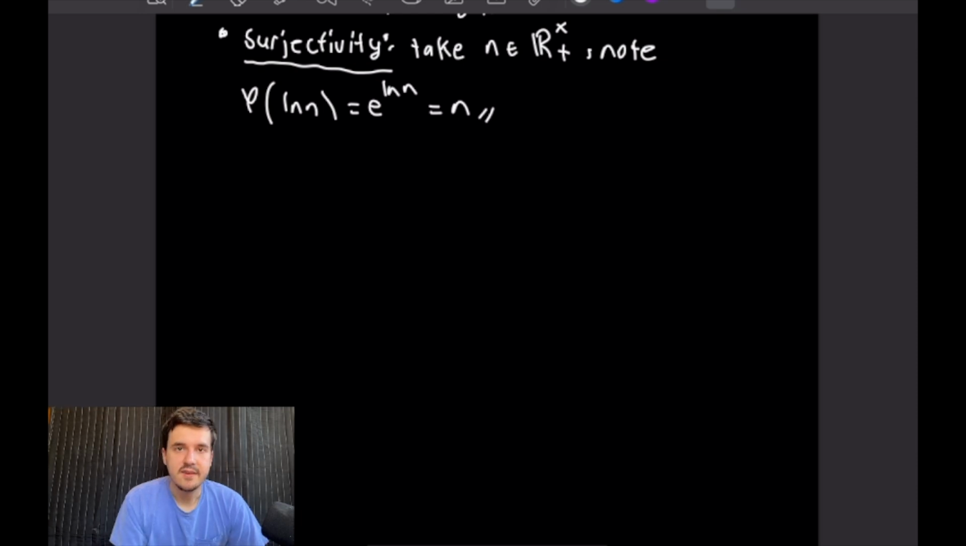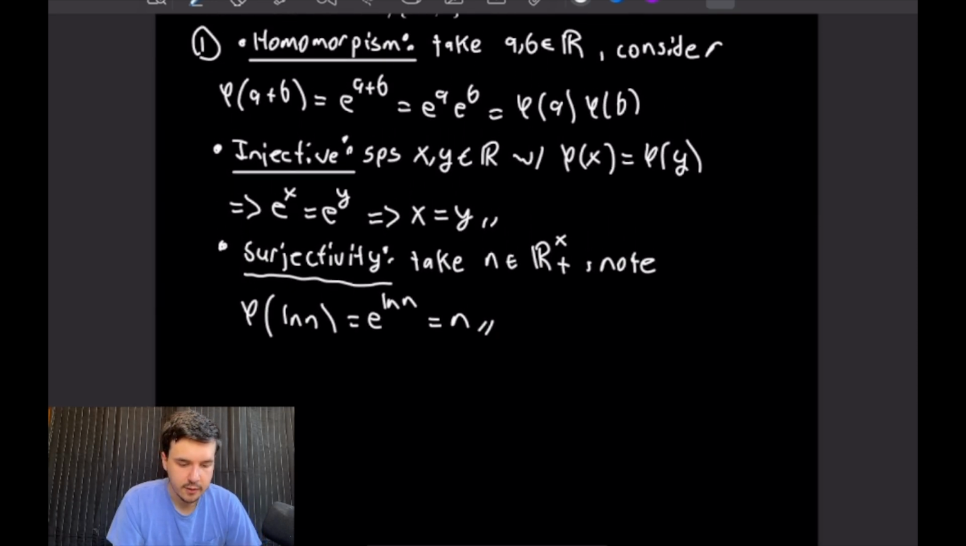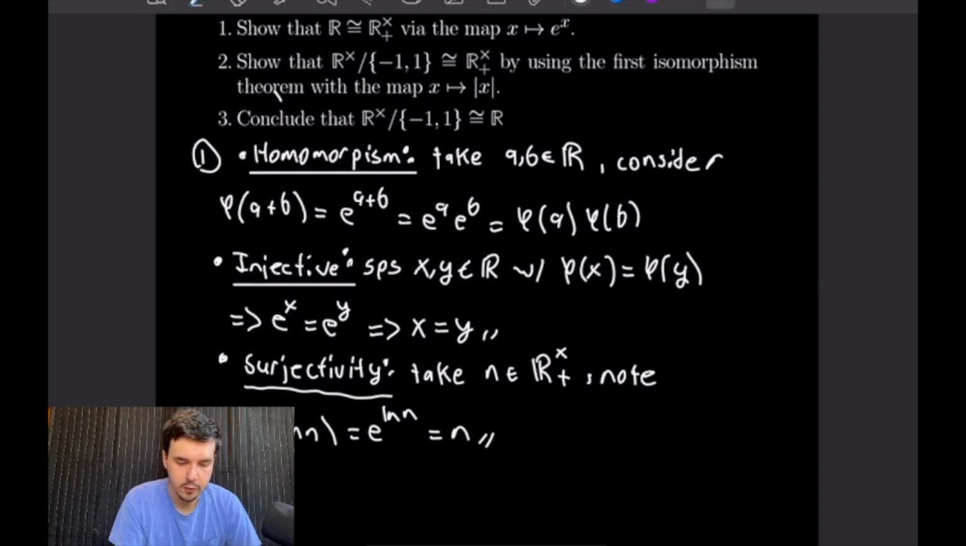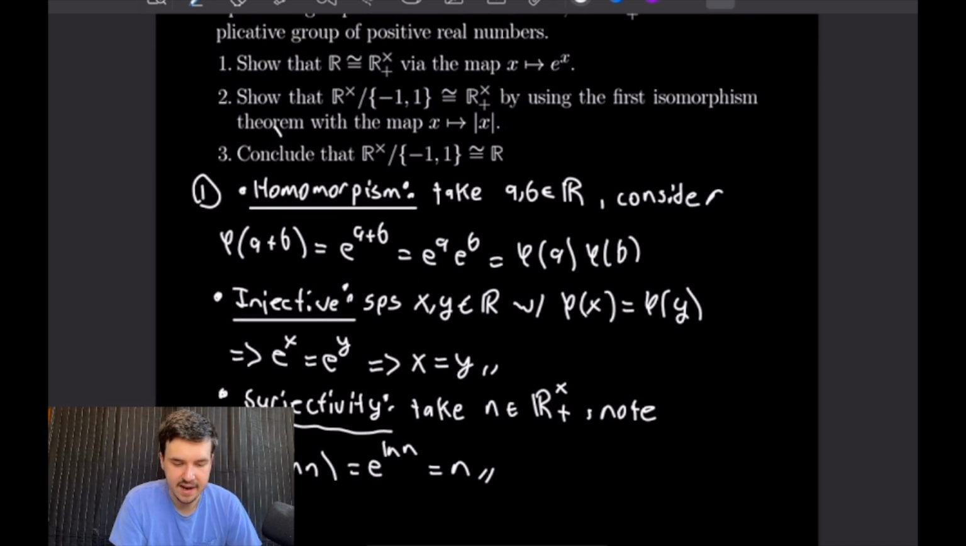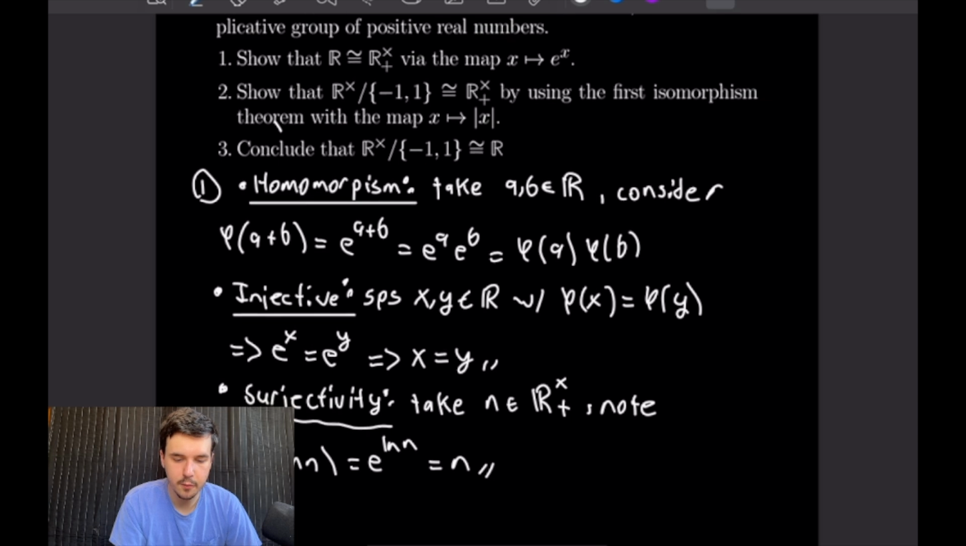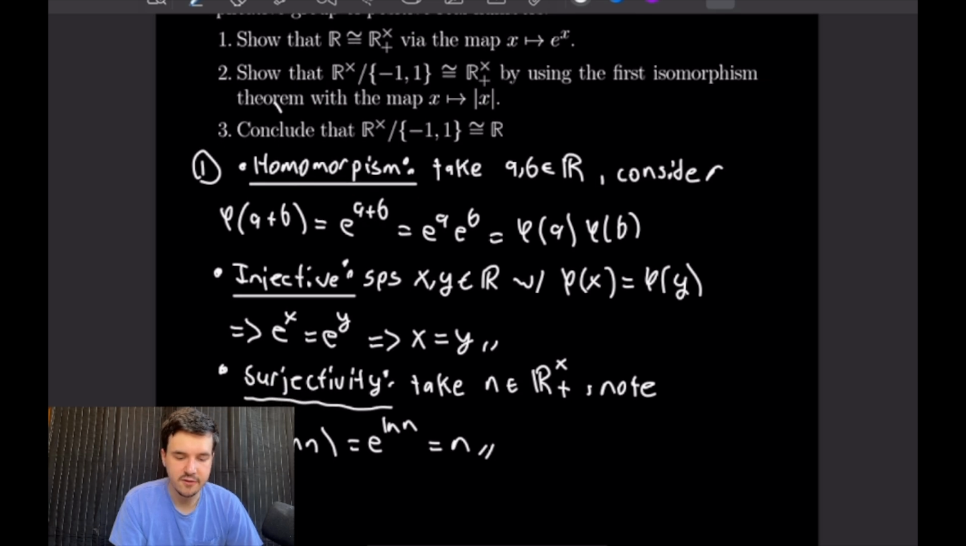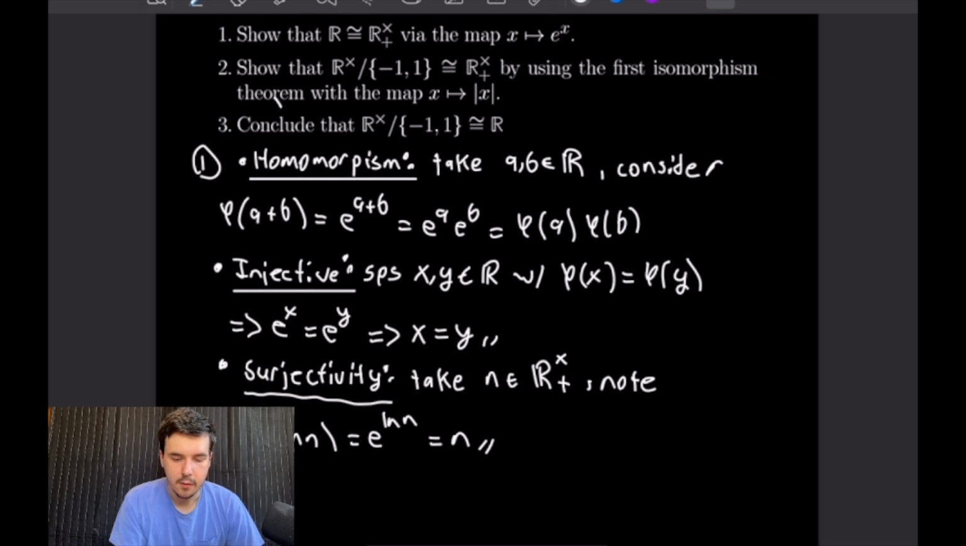So for any positive real number, we can map to it using our function, which means this function is surjective, and combined with our injectivity proof and our homomorphism proof, we have proved that this map is in fact an isomorphic map. So R is isomorphic to the multiplicative group of positive real numbers.